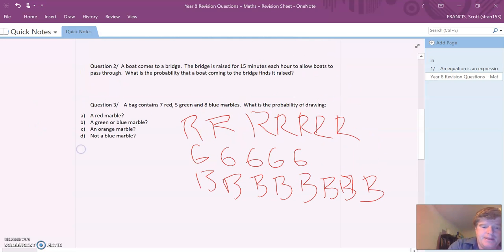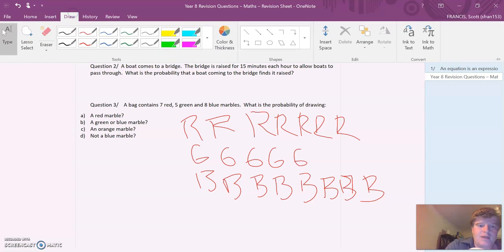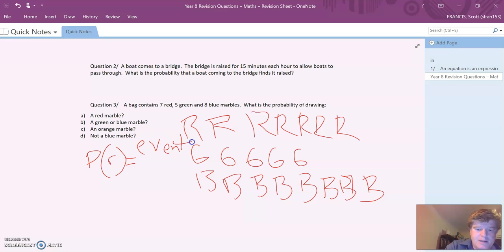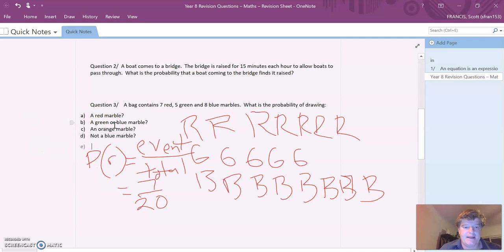Probability of a red to start with. So the probability of the red is going to equal the number of times that event occurs divided by our total sample space. So in this case, there's 1, 2, 3, 4, 5, 6, 7 red. So it's going to be 7 out of the 20 in total. And that's what we need to put down for an answer. Let's have a look at the next one.